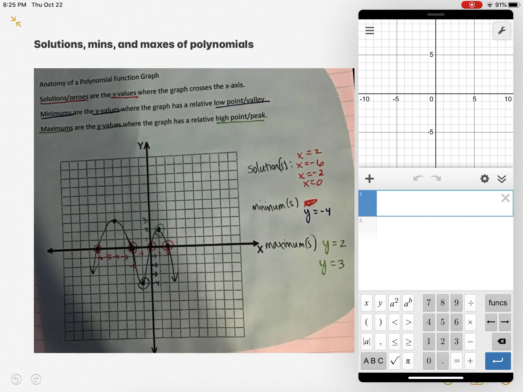Maximums are where you have a peak, like the top of a hill. There are 2 of those here. You list both of them, even though one is higher than the other. Anytime you have a peak, that's a maximum. And once again, you list the y coordinates.